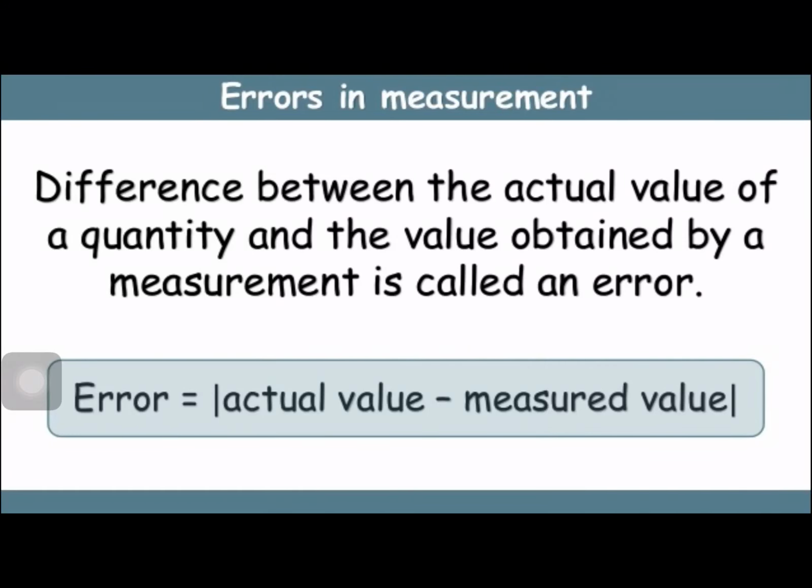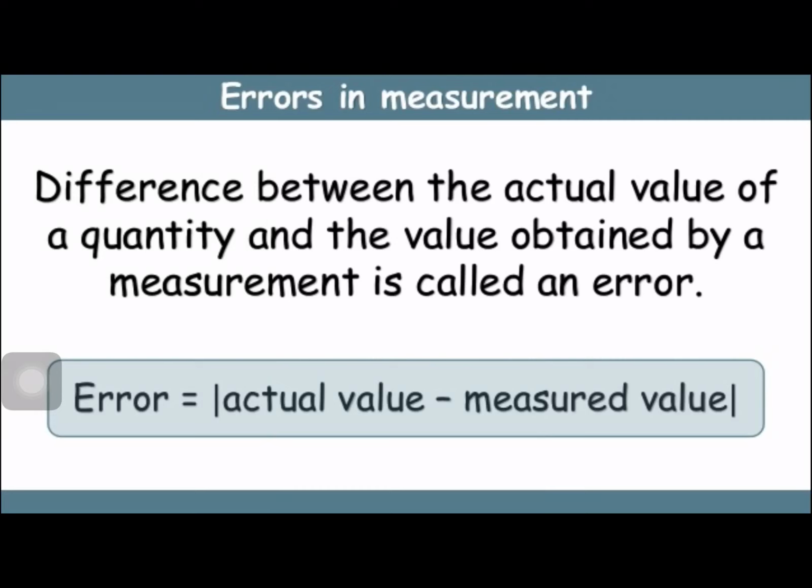Today I am going to see errors in measurement. See what is measurement, what is errors and types of errors, and then finally the limitation of types of errors. See what is the error.